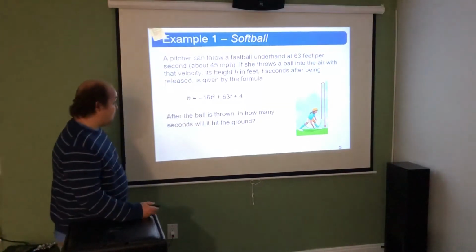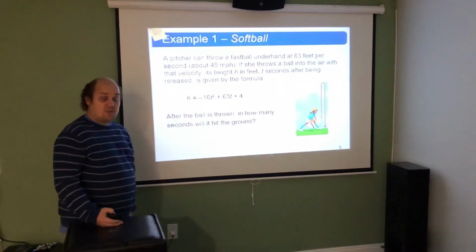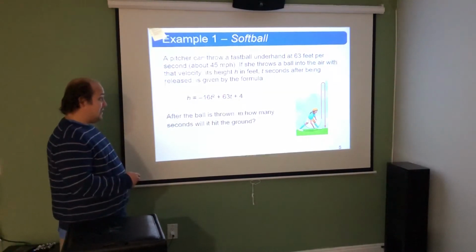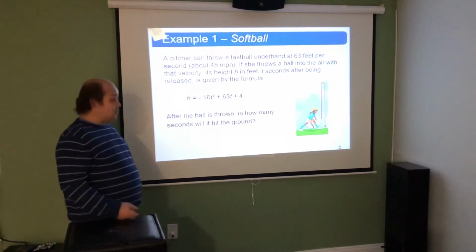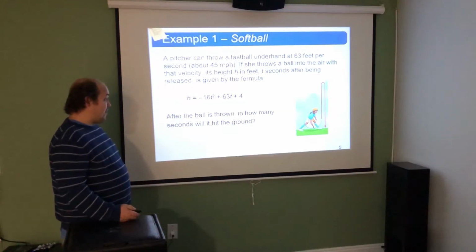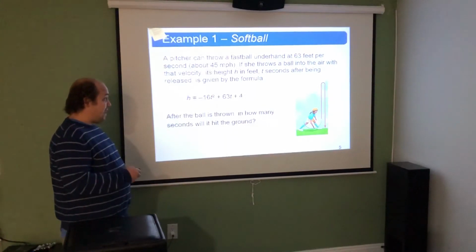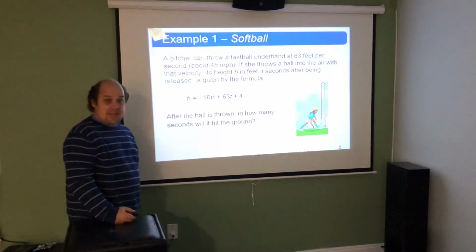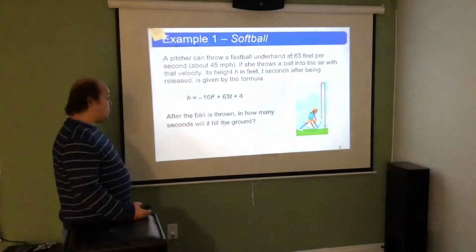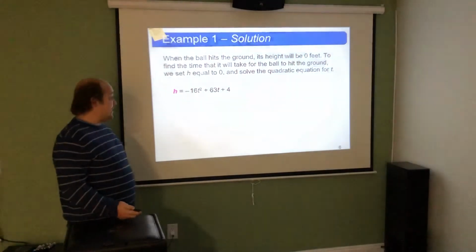Basically, what we're going to have to do is take h and replace it with 0, since that's what it means for the ball to hit the ground. And understand that this negative 16 really represents gravity, this 63 represents how fast they threw it, and this 4 represents where it starts above the ground when the pitcher starts to throw it. If we know that 0 is what this is equal to, we're going to use factoring to make the right-hand side into two things being multiplied, so that we can then figure out what t would make it 0.